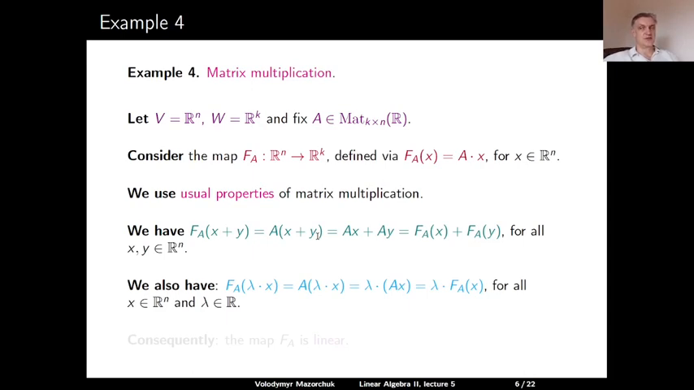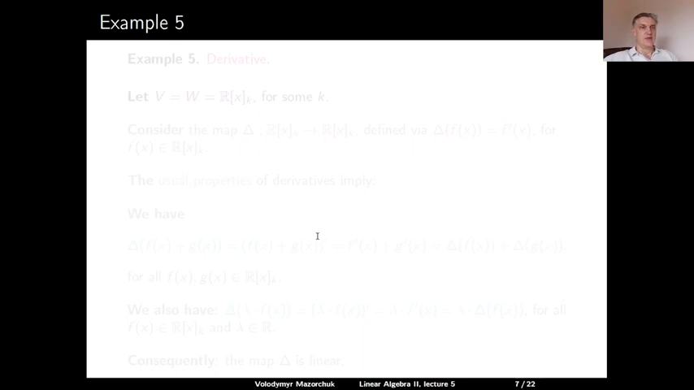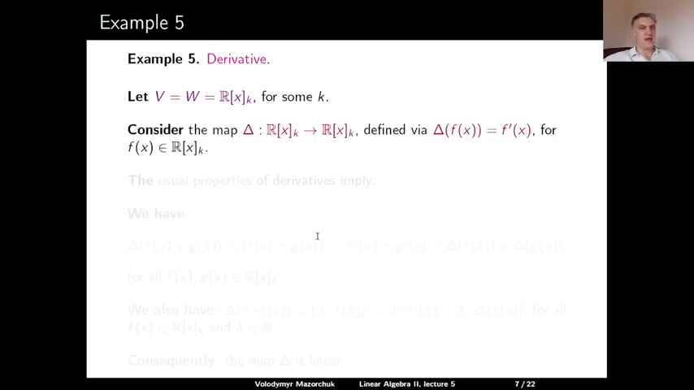So both conditions in the definition of linear map are satisfied, which means that F sub A is a linear map. Example 5, derivative. Consider V equal to W, the vector space of all real polynomials of degree at most k. Consider the map delta from this space to itself, which is defined in the following way. It takes a polynomial f of x and it maps it to its derivative f prime of x.